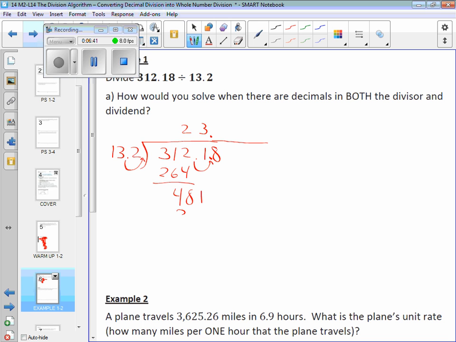That made 396. Difference was 85. Brought down the 8. 132 into 858. Yes. Look where my 6 goes. If I bring down the 8, 6 has got to go right above the 8.